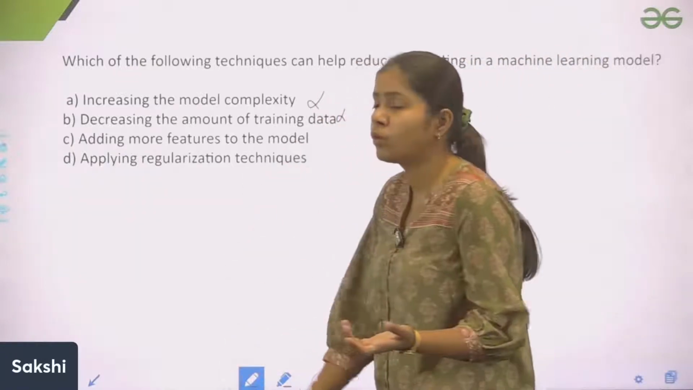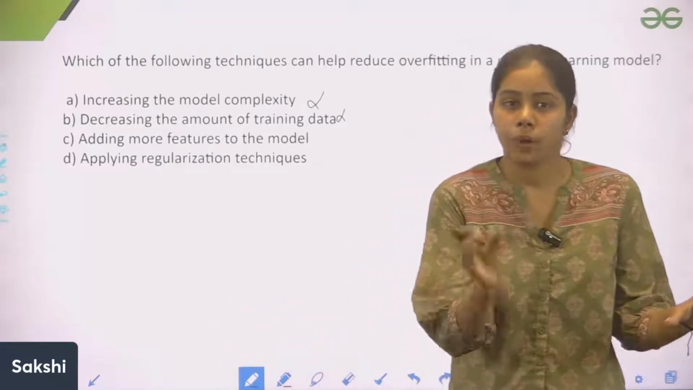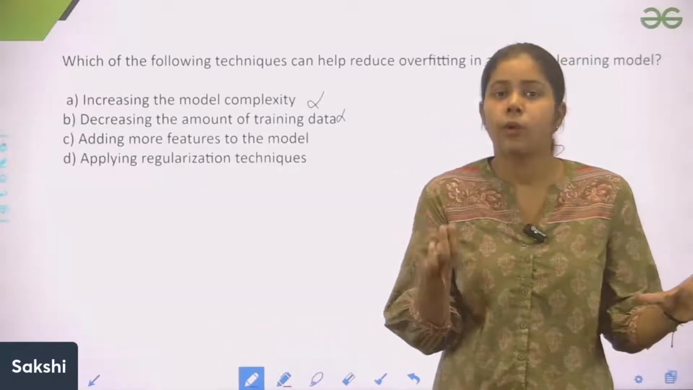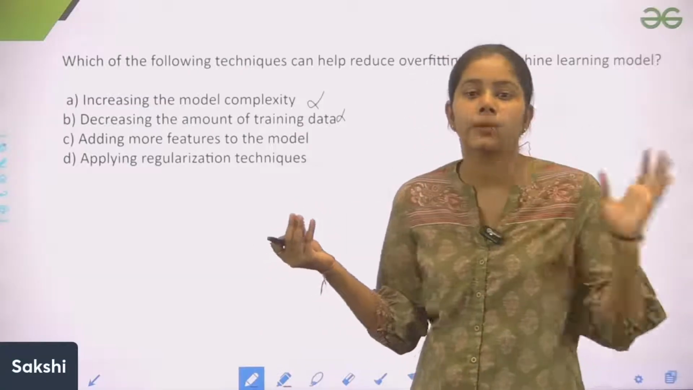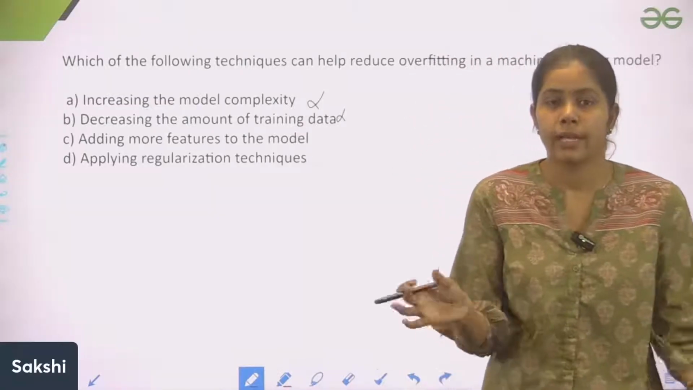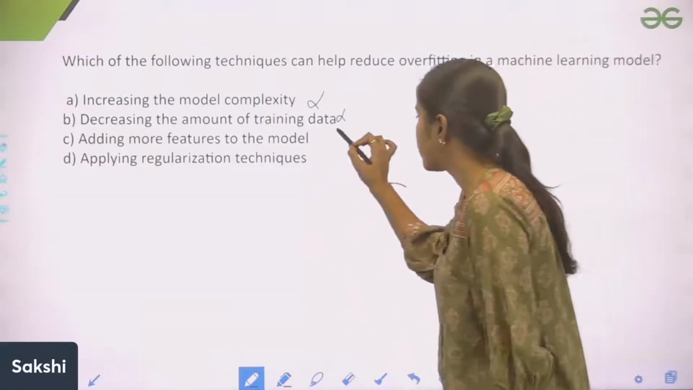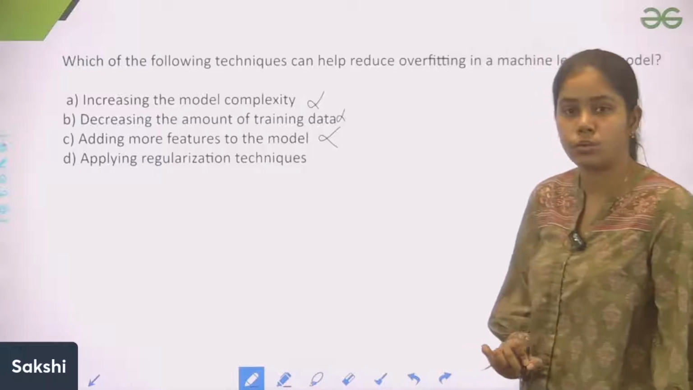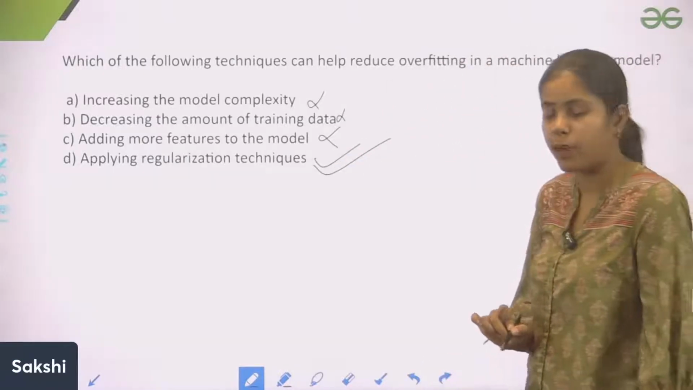Also not true. Adding more features to the model. If I add more features to the model, then overfitting would always occur, because I'll take that feature into consideration to build my model, right? I'll add more and more features to work on my model. So that's why adding more features would not help me to reduce overfitting. Only regularization techniques help me to work on my model.